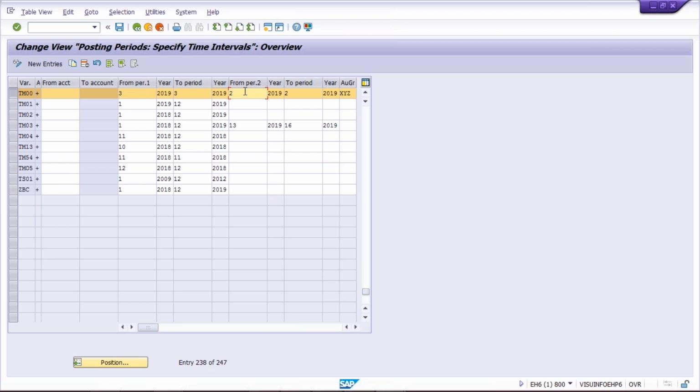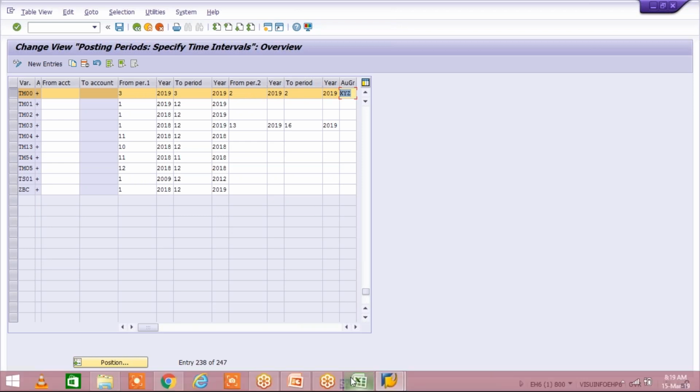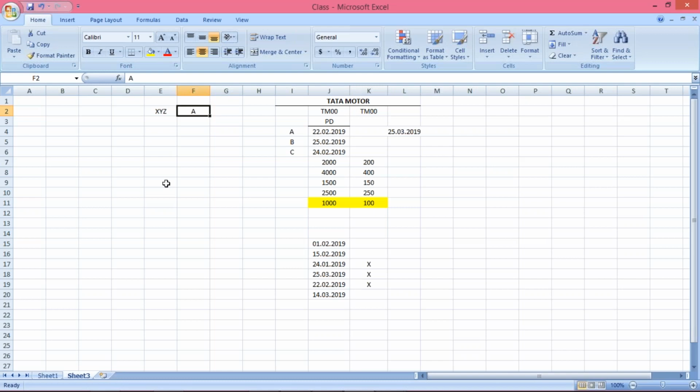But again system will see, oh my god, here authorization group is also there. It means the second period is open against this authorization group. So in background system is going to check against this authorization group which user ID has been linked, and system found that this is the user ID of A. So A will be allowed to post a transaction in February month.